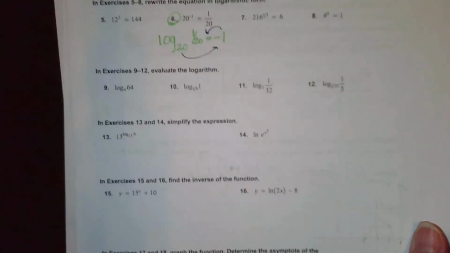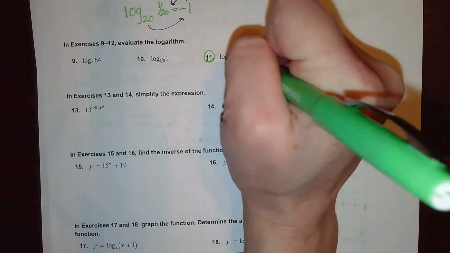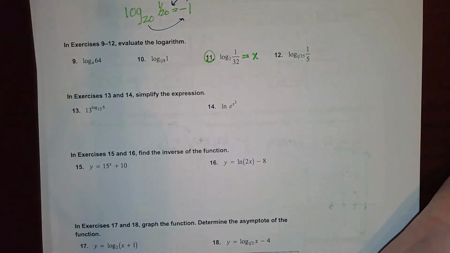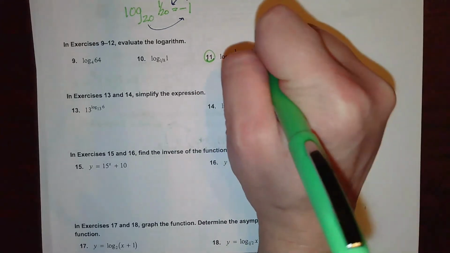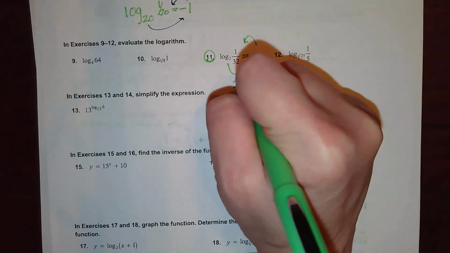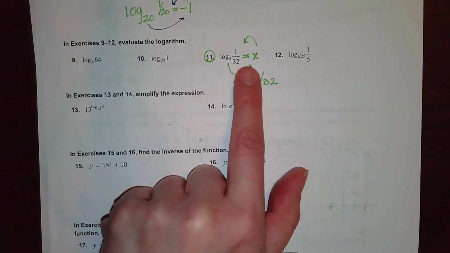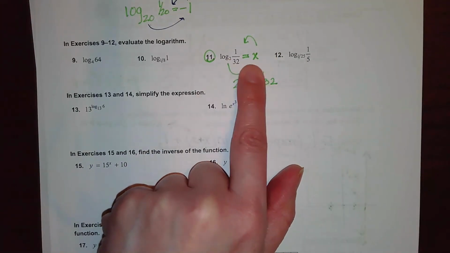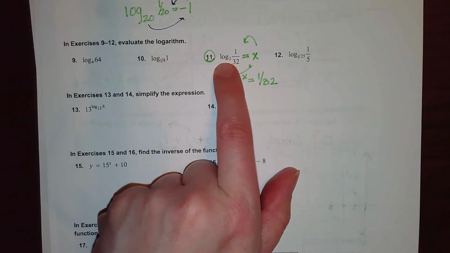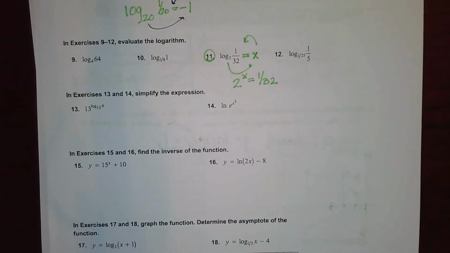Evaluate these logs. This is the one where, I'll do number 11, for example, you would set this equal to something, like x, and then rewrite this in exponential form. So 2 to the x equals 1/32. I set it equal to x because I'm trying to figure out what this equals without using a calculator. And then 2 to the power x has to equal 1/32.